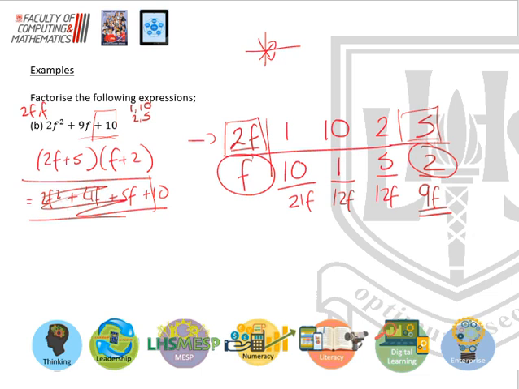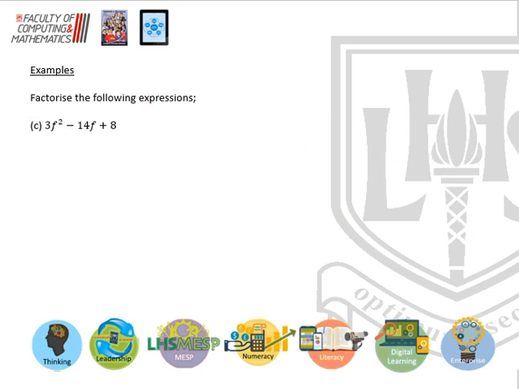Okay, third example, we've got negatives popping in. Pause video, have a wee think. What does that mean now that negative's there?